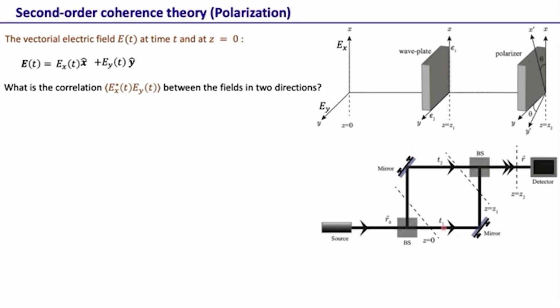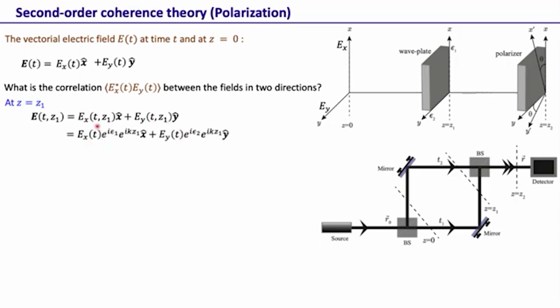Okay, so these two schemes are very analogous. Now let's look at how we answer this question. Let's look first at what the field is at z equal to z1, where we have put our wave plate. At any plane, for example z equal to z1, the vectorial field E(t, z1) has a component in the x direction, which we are calling Ex(t, z1), and a component in the y direction, which we are calling Ey(t, z1). Now what is Ex(t, z1)?